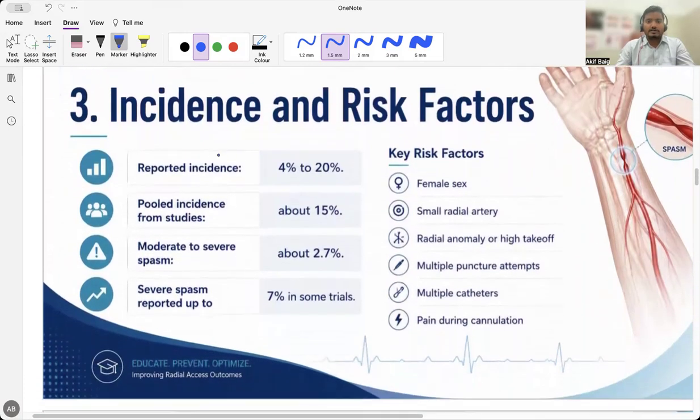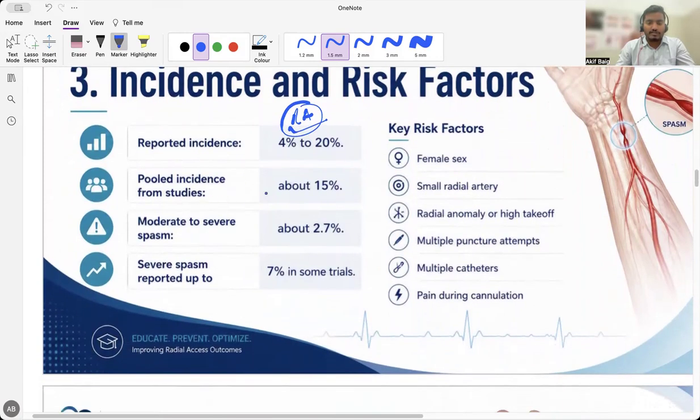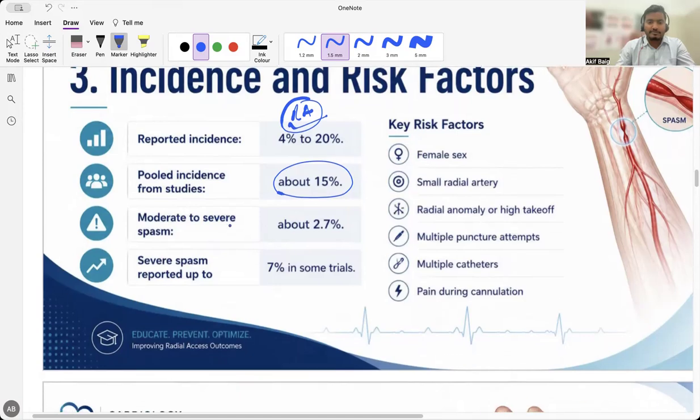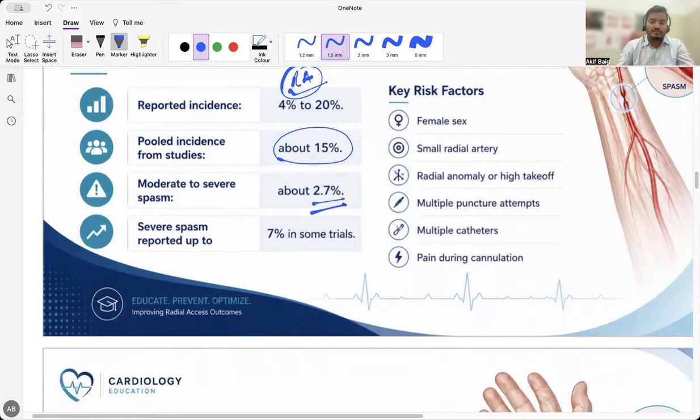The incidence reported in various studies is that in around 4 to 20% of radial access procedures, you commonly tend to see radial artery spasm. Also, in some studies it has been found to be about 15%. But moderate to severe spasm has been shown in about 2.7% in some studies, and in some trials up to 7% severe spasm has been noted.